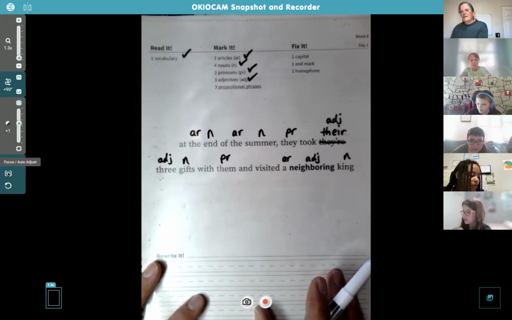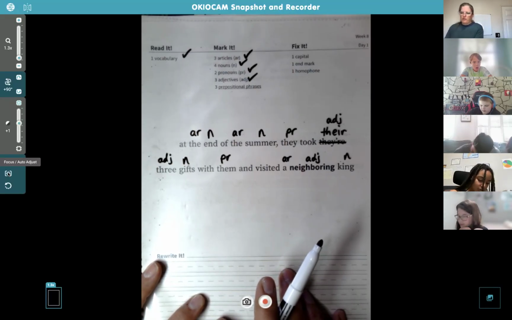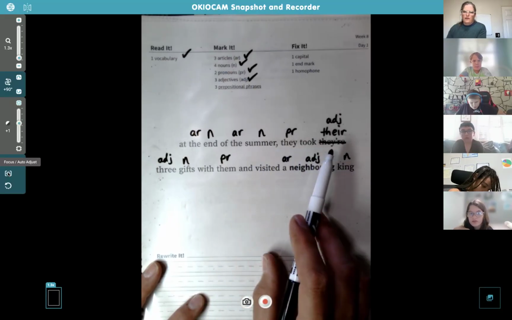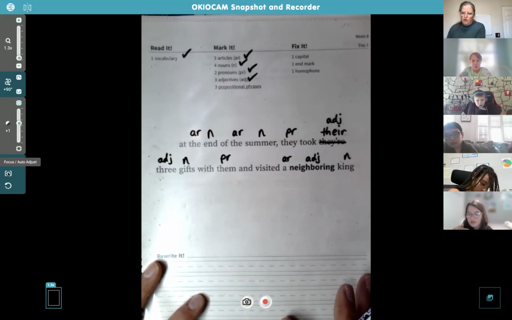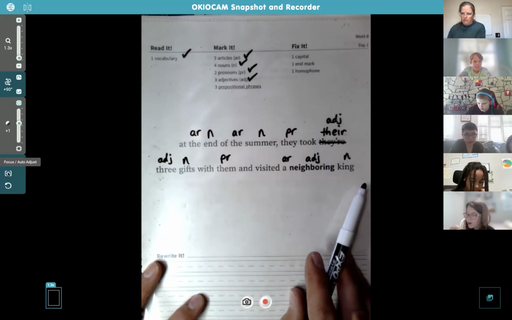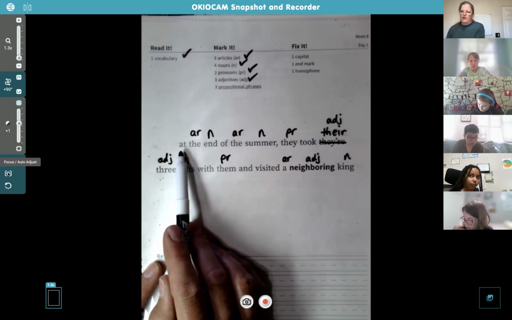I think the prepositional phrases. Here's a clue. Let me help you while you're thinking there. If it already has a label on it, it's not going to be one of those. So look for words that don't have a label yet. What about at? Good. So check that list that we marked on the other page. See if you see the word at on there.